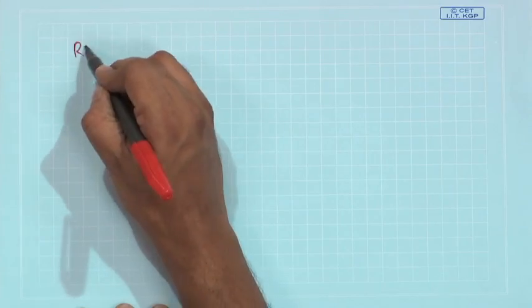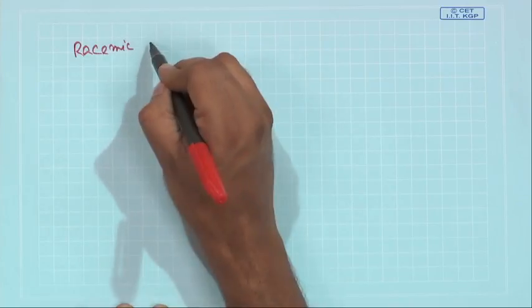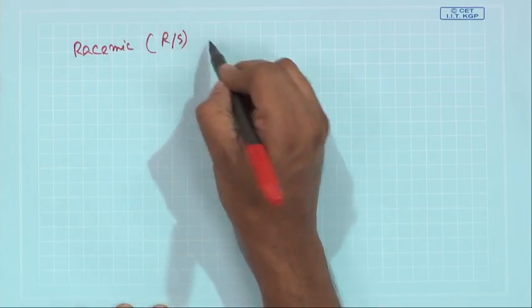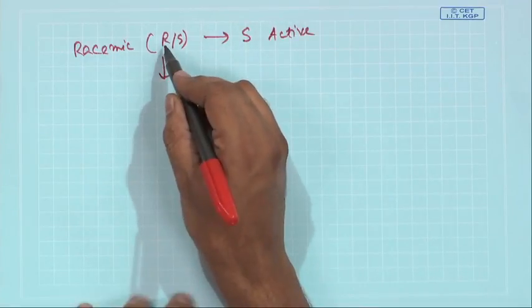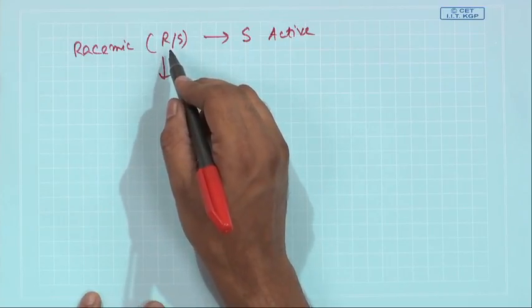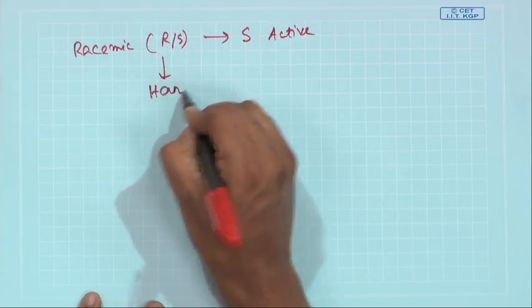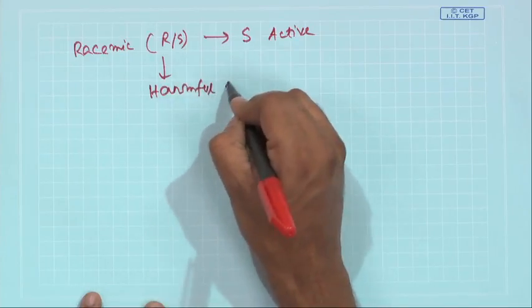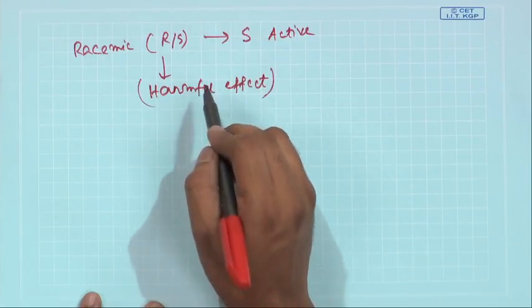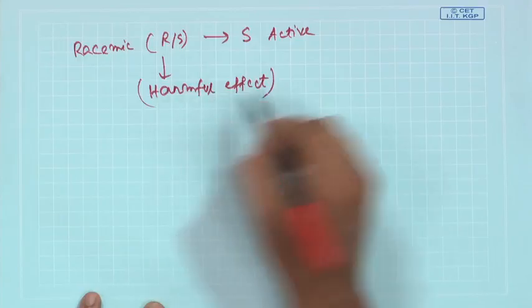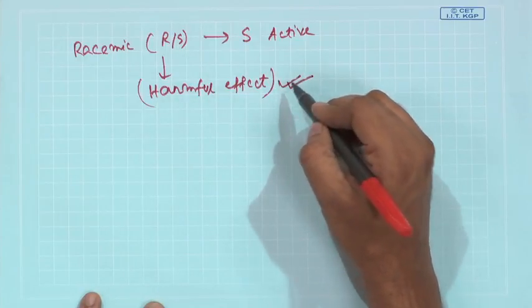Now, if a drug supplier makes a racemic drug, racemic ibuprofen, meaning you have R and S together, the S isomer is active. The point is, if the R isomer is inactive, that is fine, but if the R isomer has some harmful effect, then you will be in trouble. It happens many times that the other enantiomer, which is not biologically active, has some harmful effect, and an absolutely damaging or tragic incident may occur.